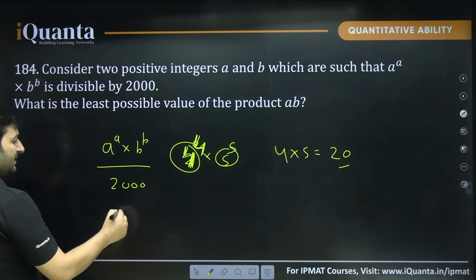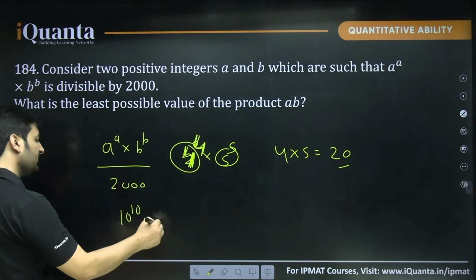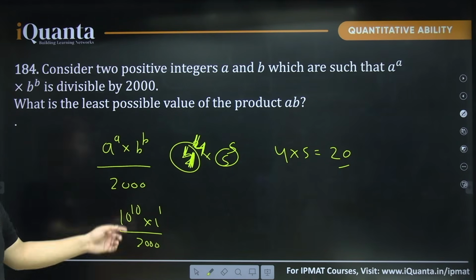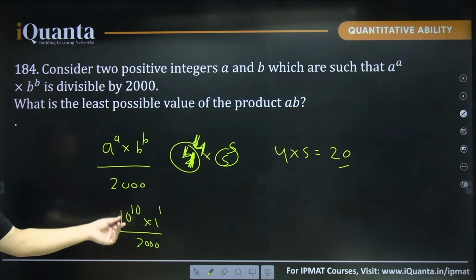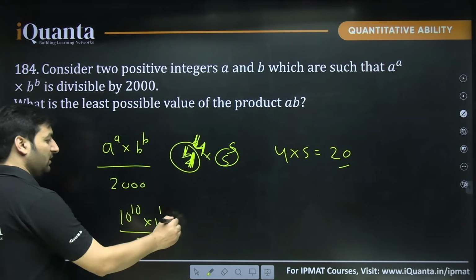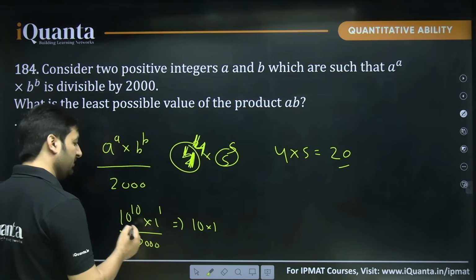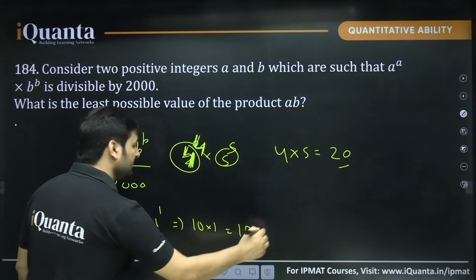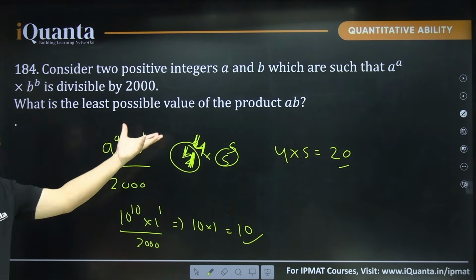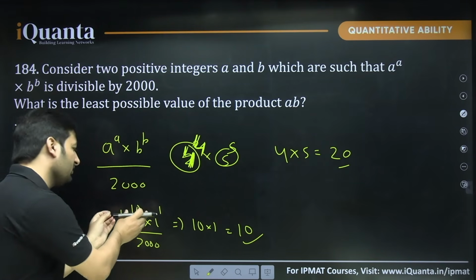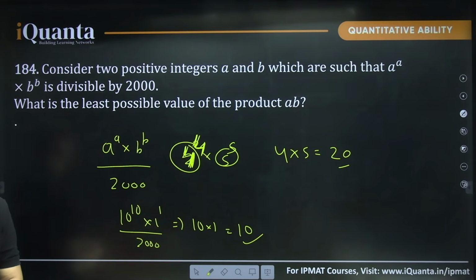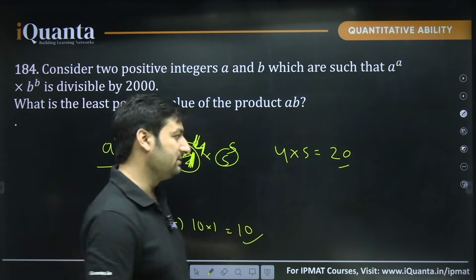What if I say 10^10? A is 10^10, b is 1^1. Is it going to be divisible by 2000? Obviously. There will be so many 2's and so many 5's inside 10^10, so it will surely be divisible by 2000. So in this case the product of a and b is 10, since b is 1, the product is even lesser. So we were not just concerned about some minimum possible value. We just have to make sure that whatever numbers you assign to a and b, the product should be minimum and should be divisible by 2000. So this is the least possible case.